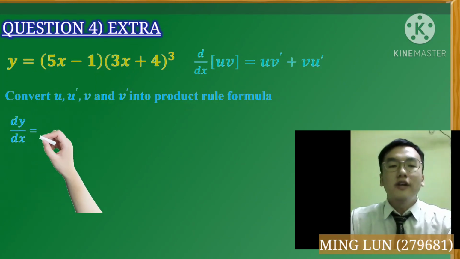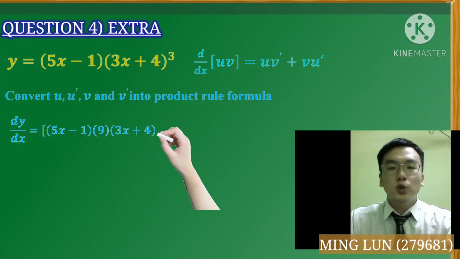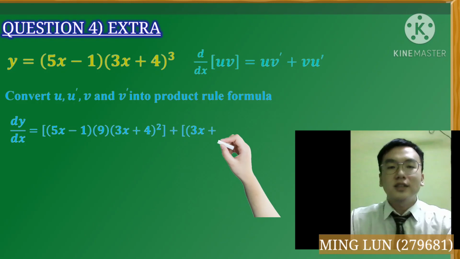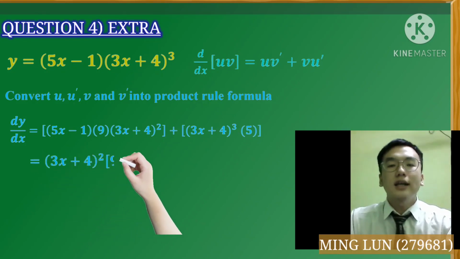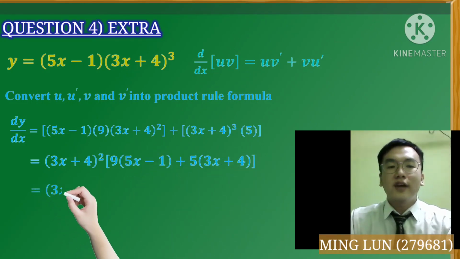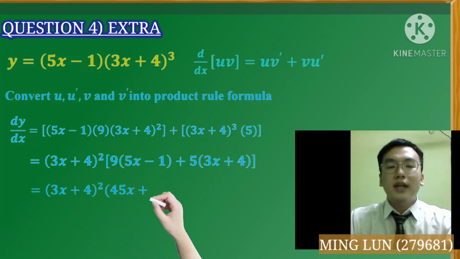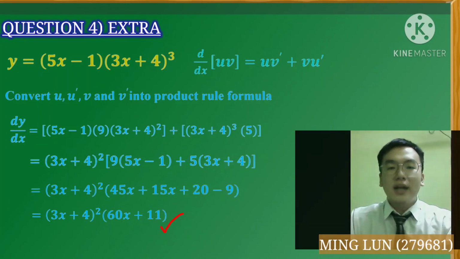The derivative of y equals (5x minus 1) multiply 9 multiply (3x plus 4) squared plus (3x plus 4) cubed multiply 5. Then we factor out (3x plus 4) squared. After that, we multiply 9 into 5x and negative 1, and multiply 5 into 3x and 4. Then we get 45x minus 9 plus 15x plus 20. The final answer is (3x plus 4) squared multiply (60x plus 11).